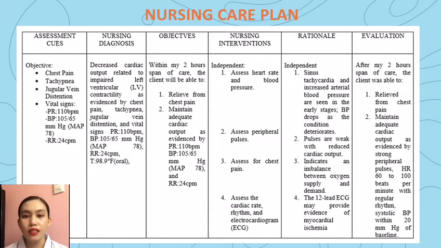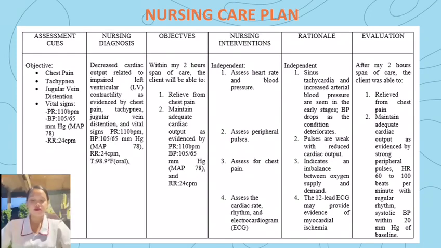For the objectives, within my 2-hour span of care, the client will be able to be relieved from chest pain and maintain adequate cardiac output as evidenced by pulse rate 110 beats per minute, BP 105/65 millimeters of mercury, and respiratory rate 24 cycles per minute. Next is the nursing intervention.